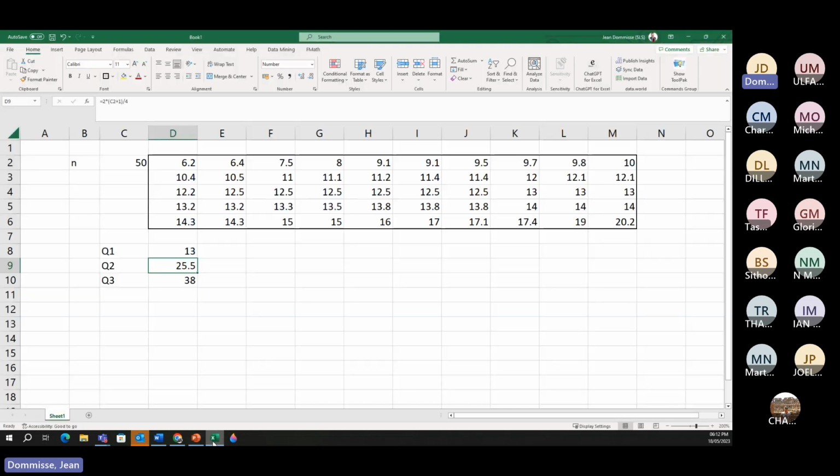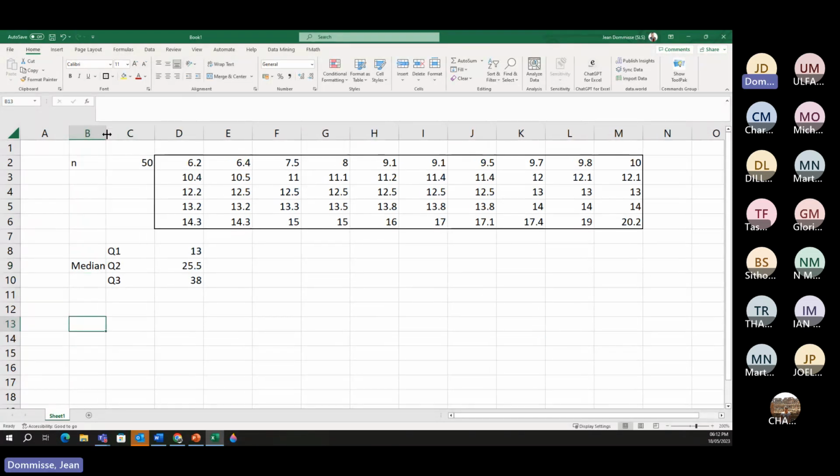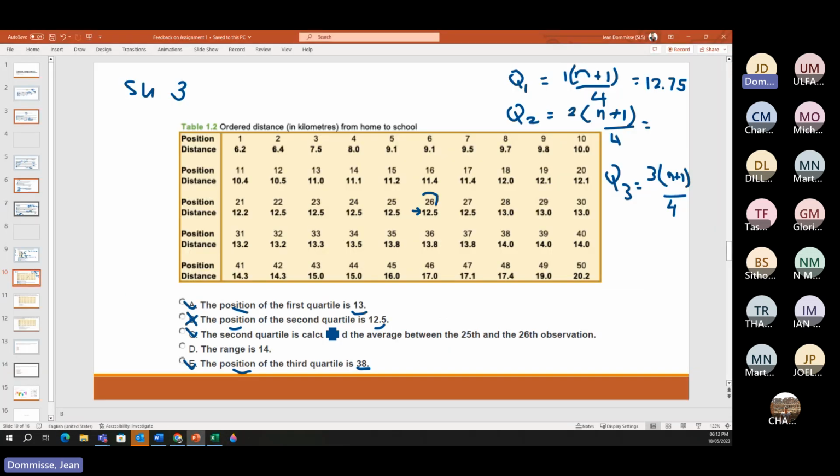The other thing that you also need to remember, the median is actually the same as Q2. So they can talk about Q2 or they can talk about the median. It is exactly the same thing.